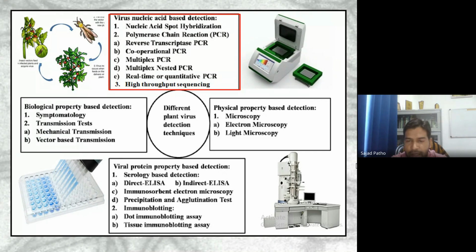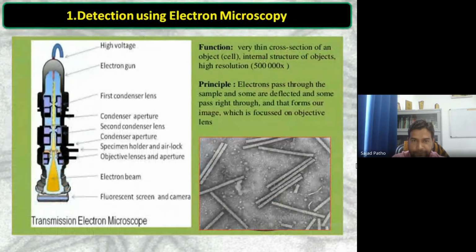And then, recently, there are high throughput sequencing approaches. Even if we have the symptoms but nothing is known and we are not able to check through PCR or other things, we have a technique these days called high throughput sequencing, by which we can go for the sequencing and come to know the cause of the disease.